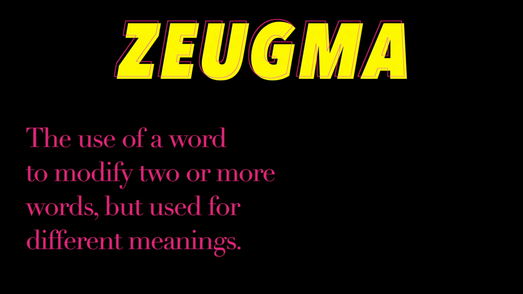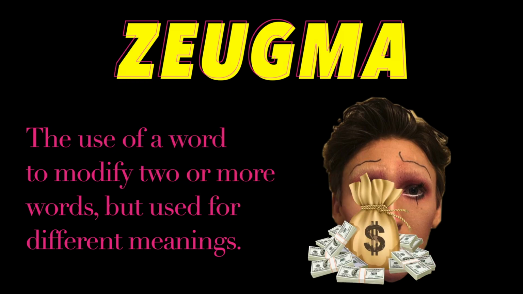Zeugma is the use of a word to modify two or more words, but used for different meanings. In this example, stole will mean two different things. See if you can catch it. Owen stole my money and my heart.